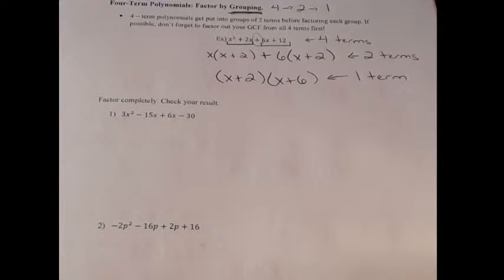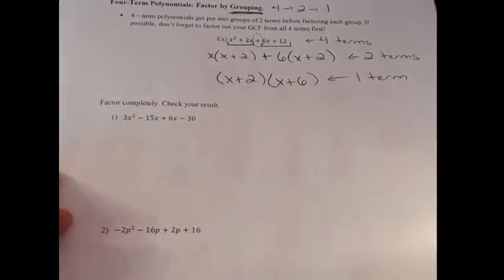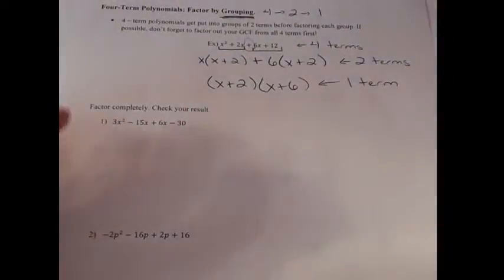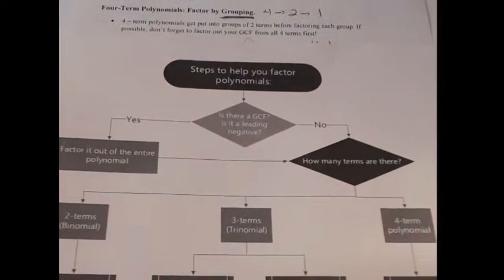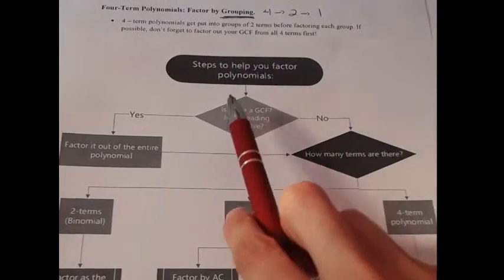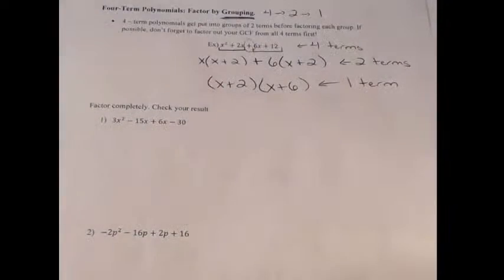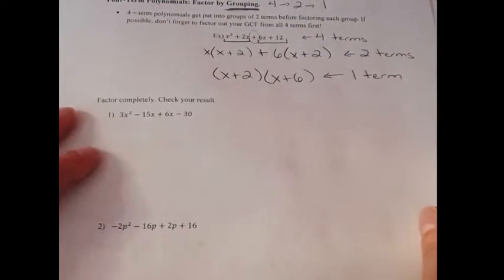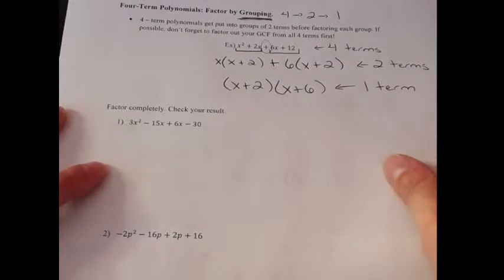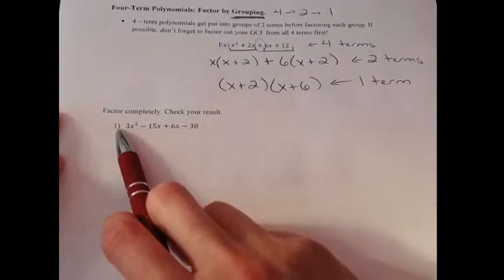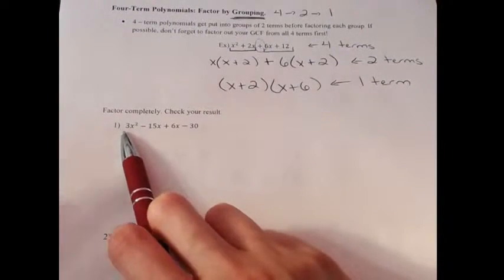Recall the steps to factoring. So I'm going to go ahead and show you my flow chart. Steps to help you factor polynomials. Is there a GCF? Is it a leading negative? Let's check. So for my polynomial here, is there a GCF? Is there a leading negative? So definitely no leading negative. But is there a GCF?